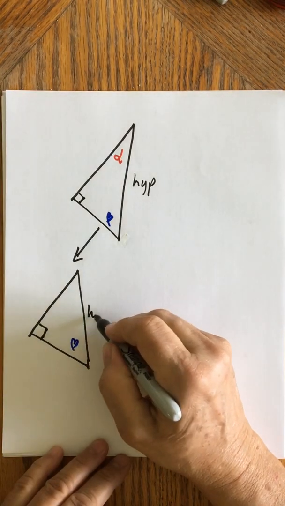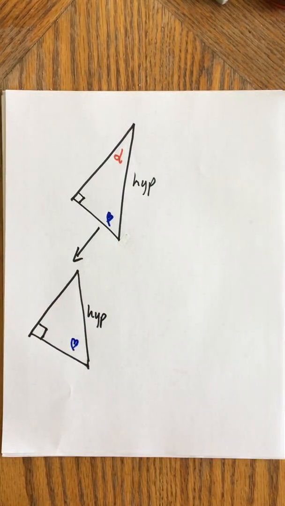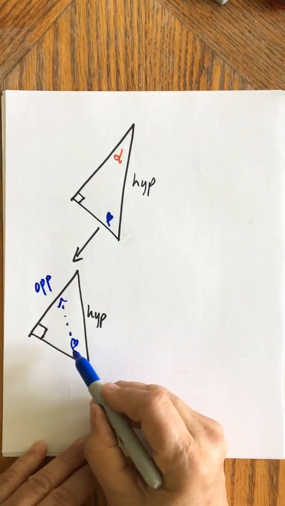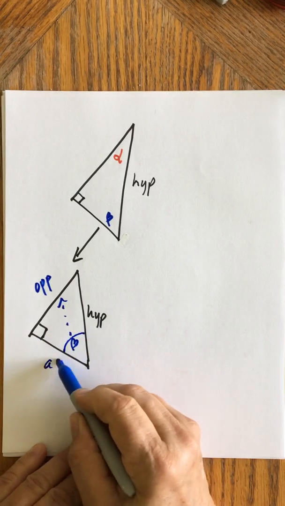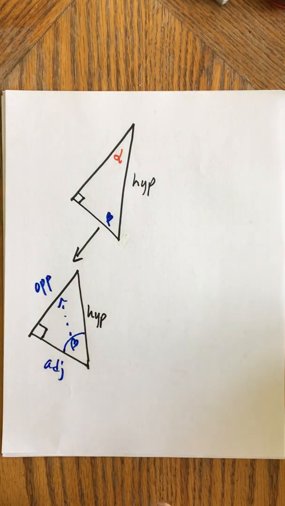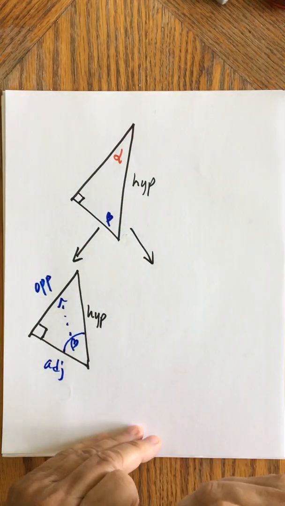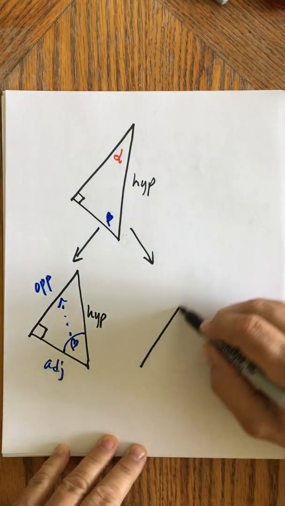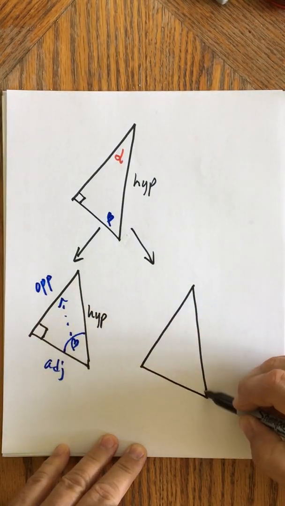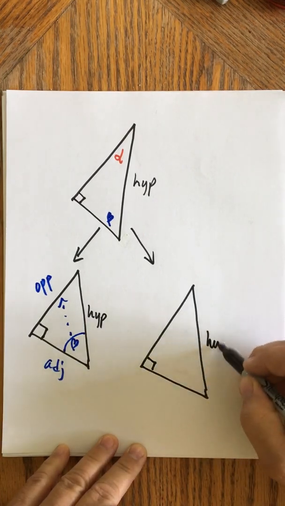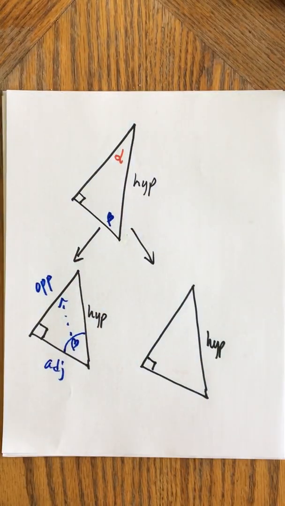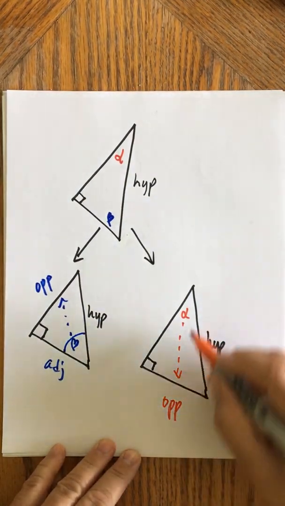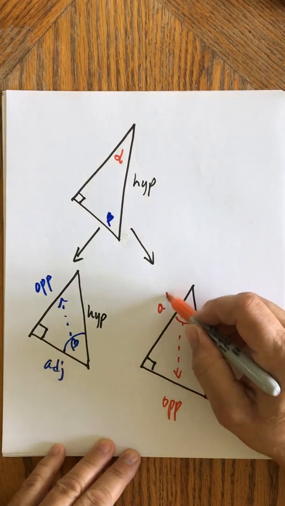Okay, so here's my hypotenuse. That doesn't change. But relative to beta, across from beta is the opposite. Right? And then here is the adjacent. But if I instead said, well, actually, let me look at this relative to alpha. Then here is the hypotenuse again. And now we're going to put alpha in here. And relative to alpha, across from it is opposite. And then here is the adjacent.